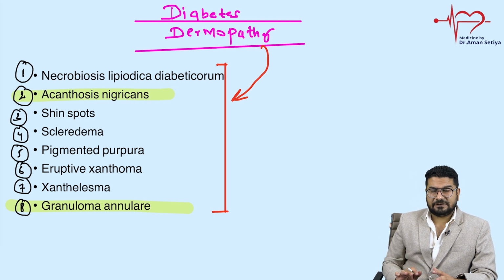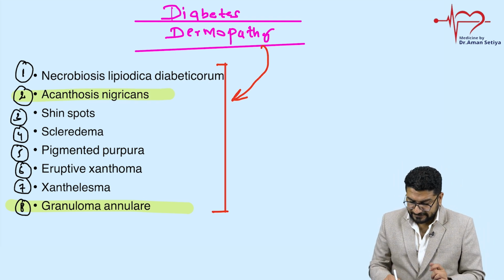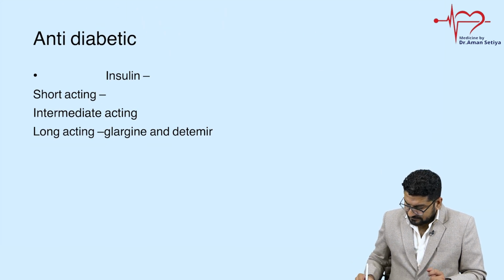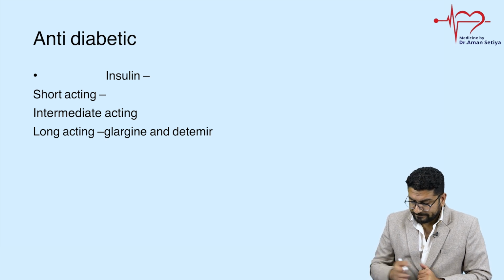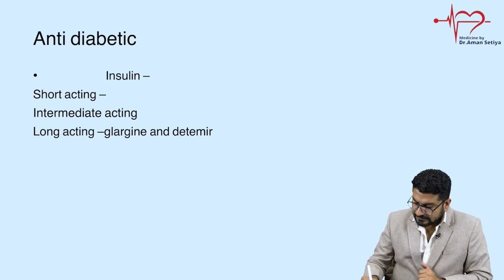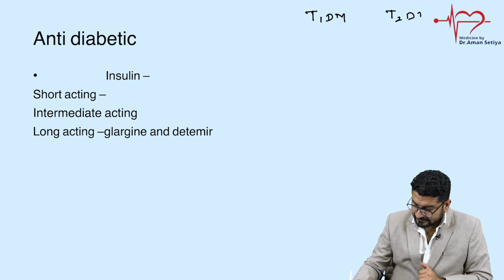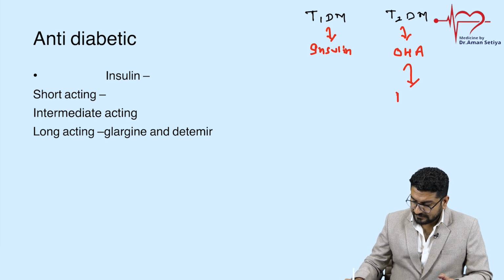Acanthosis nigricans is non-specific. You can also see this in many obese persons. Then necrobiosis lipoidica diabeticorum. Okay, coming to treatment of diabetes. So what we can have is insulin. So remember, insulin in type 1 diabetes, in type 2 diabetes. So understand, in type 1 diabetes, the treatment is we give insulin. In type 2, first we give OHA. If there is no control with OHA, then we switch to insulin.